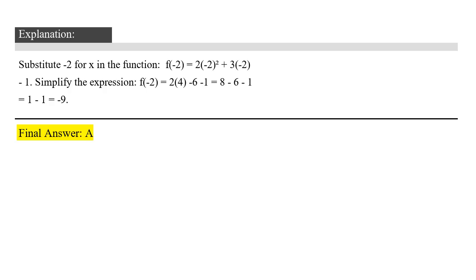Substitute -2 for x in the function: f(-2) = 2(-2)^2 + 3(-2) - 1. Simplify the expression: f(-2) = 2(4) - 6 - 1 = 8 - 6 - 1 = 1 - 1 = -9.